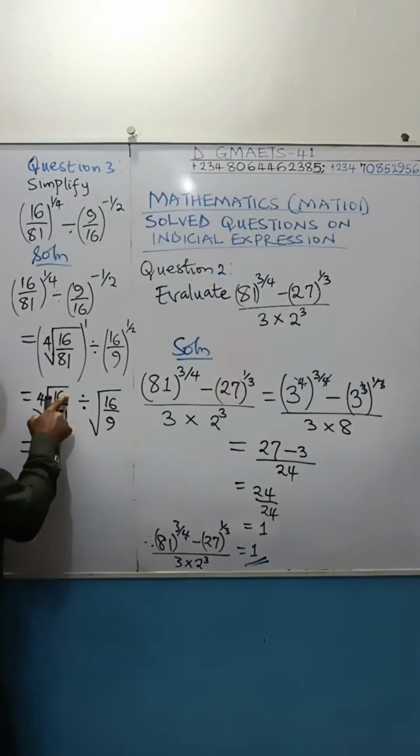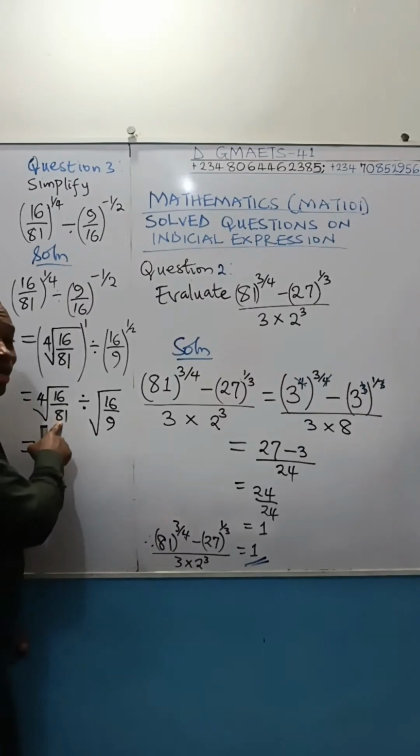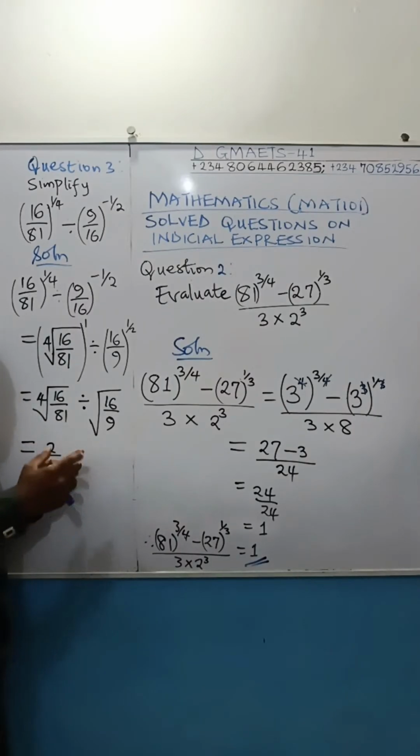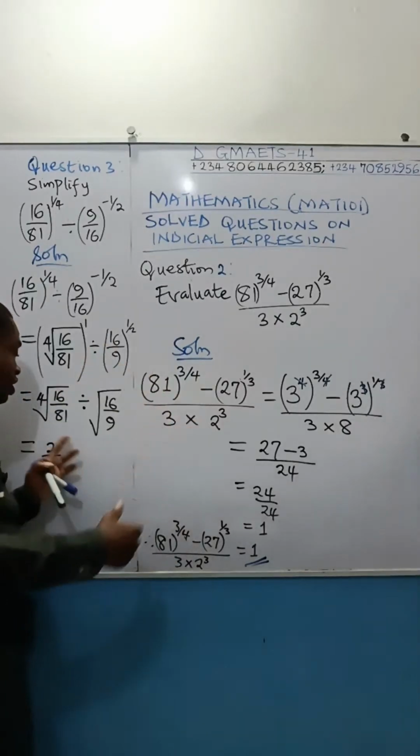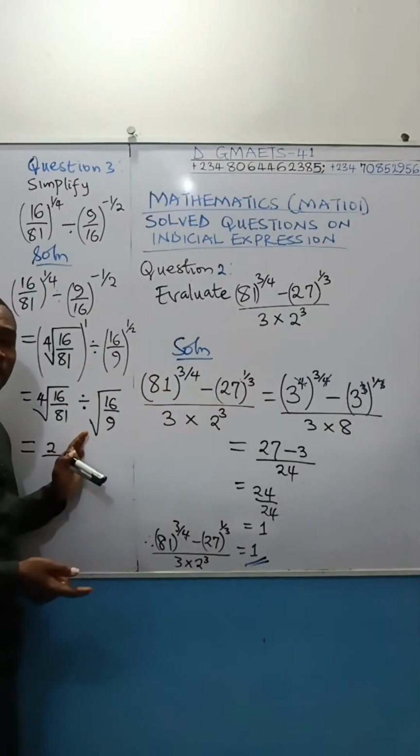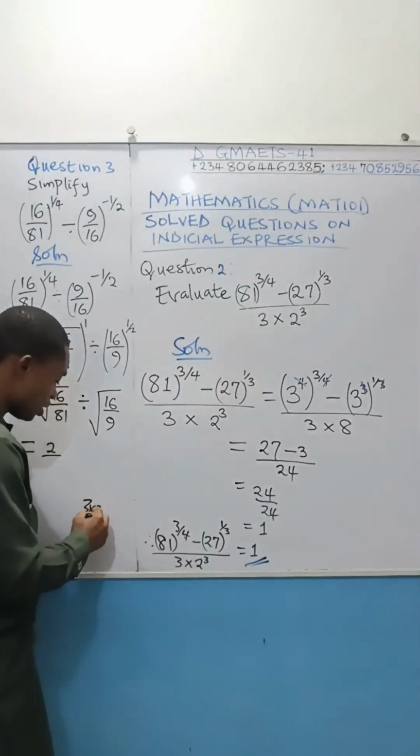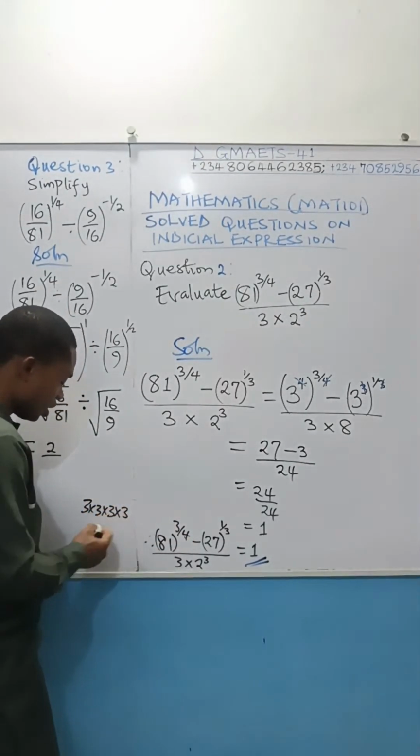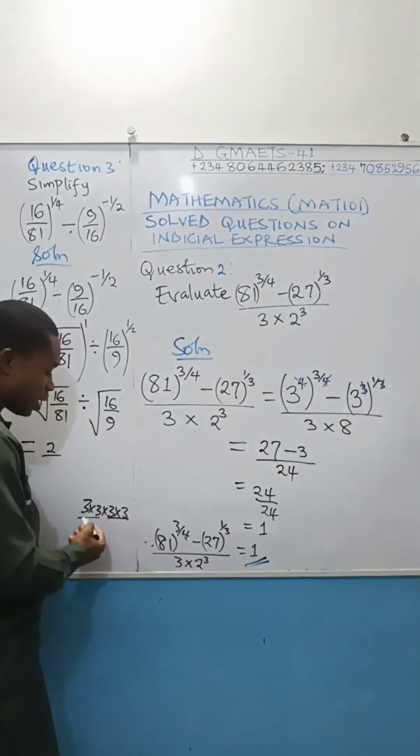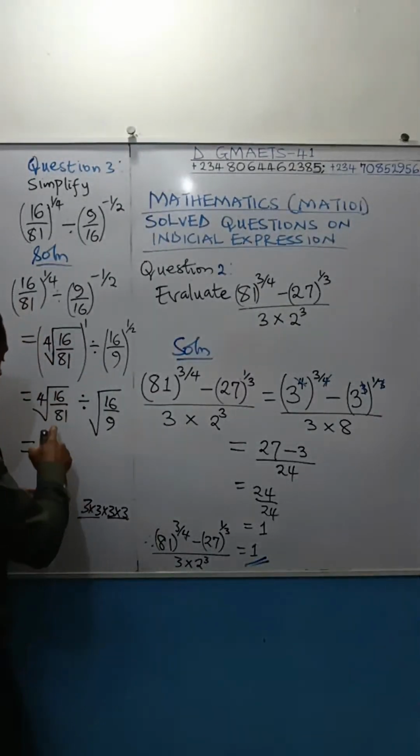Fourth root of 16 will give you 2 all over. Fourth root of 81, you ask yourself, which number will you multiply by itself 4 times to get 81? And 3 is the number. If you have 3 times 3 times 3 times 3, 3 times 3 is 9, 3 times 3 is 9, 9 times 9 is 81. So fourth root of 81 will give you 3.